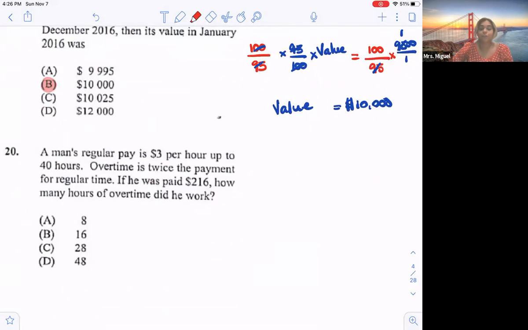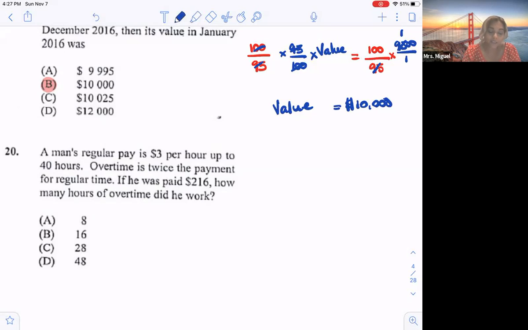A man's regular pay is $3 per hour up to 40 hours. So you go to work, here's what I say. Everything up to 40 hours, you will get $3 for. Overtime is paid twice. So for overtime you wouldn't get 3, but twice that, which is 6. So if he was paid $216, how many hours overtime did he work?